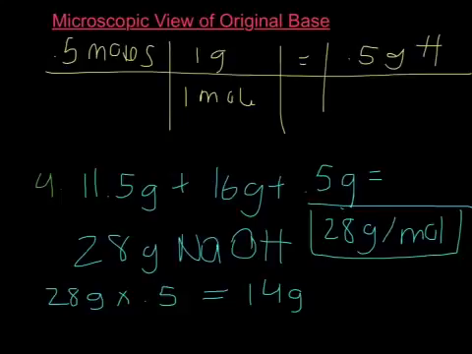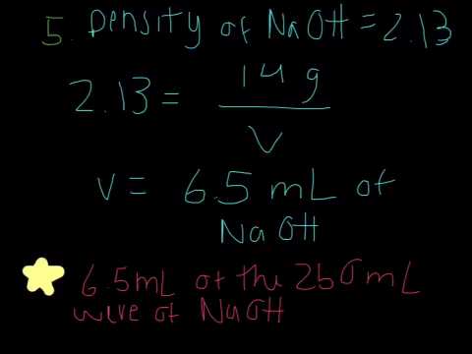So you then know that you need to multiply this times the number of moles that were present in the NaOH. So you multiply 28 grams times 0.5 and you know for a fact that there are 14 grams of NaOH present. After you know how many grams are present, you know the mass, and you can use the density of the solute NaOH to find the volume present.